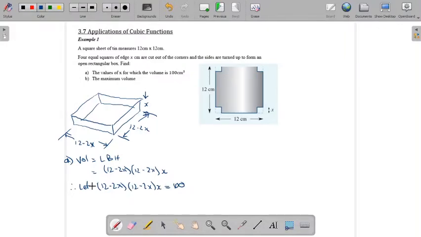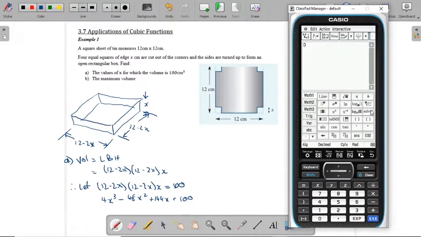If we expand that out, fully expanding it, you should end up with 4x cubed minus 48x squared plus 144x, and that is equal to 100. And what we can do at this point, particularly as this is going to be in the calculator section, is there is no reason why you couldn't use your calculators to solve that.